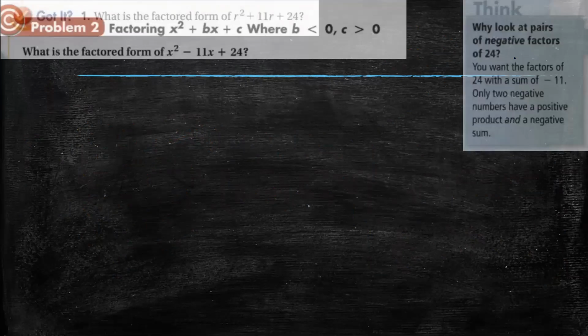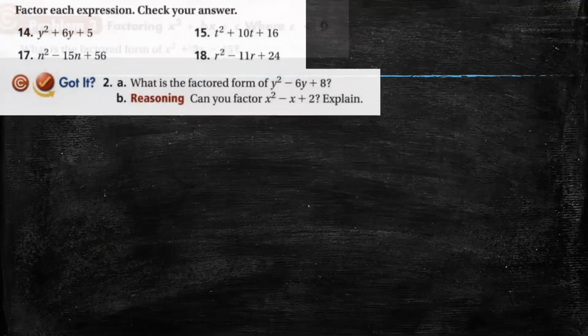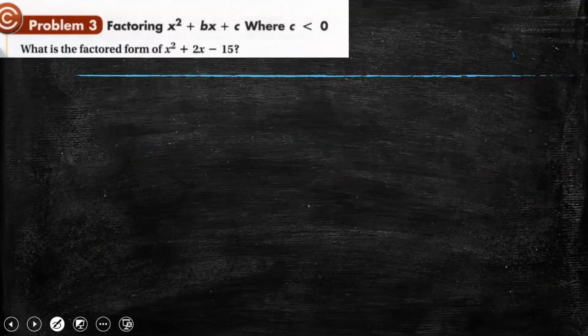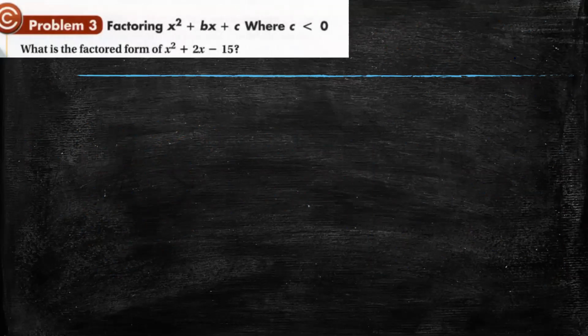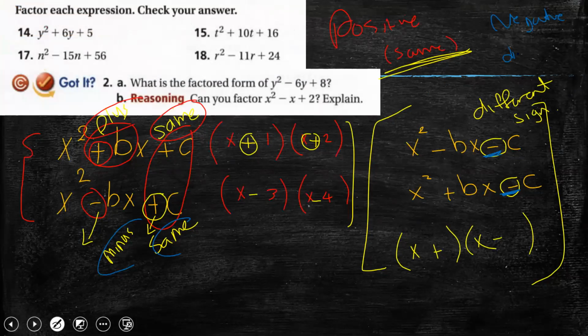Teacher, you mean that if the C is positive, in the factorization the 2 brackets must have the same sign? Yes. But in the second case, if the C is negative, it must be different. One is positive and one is negative. Is it clear now? Yes.